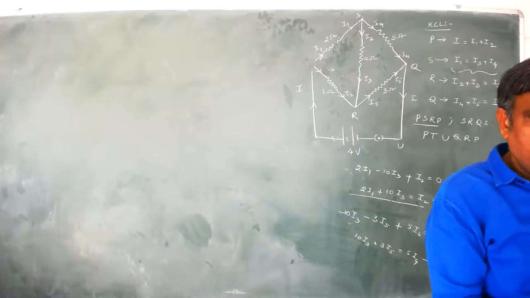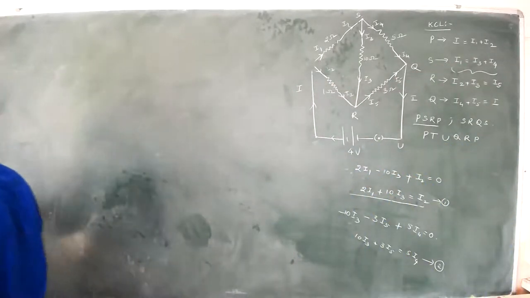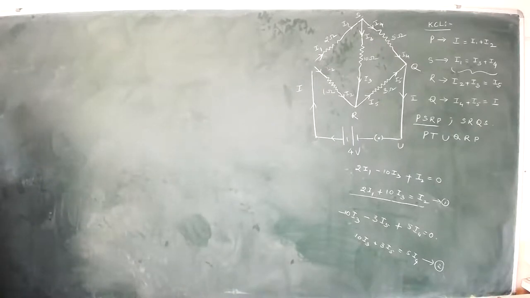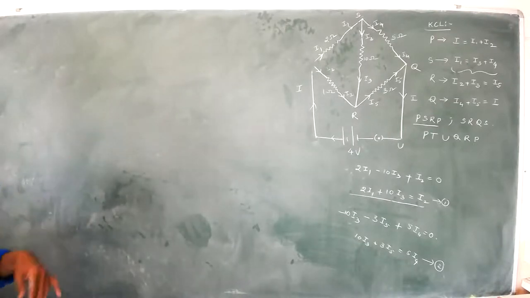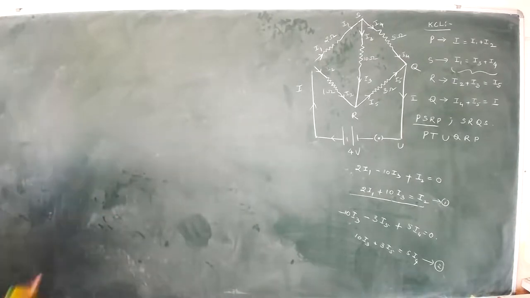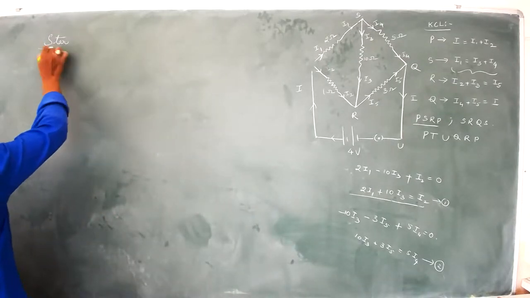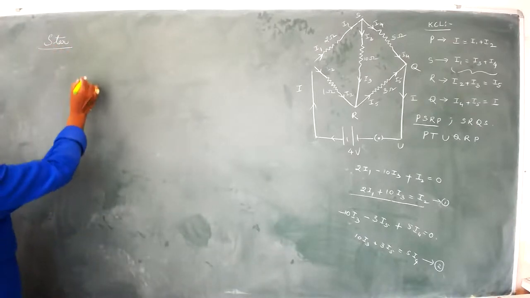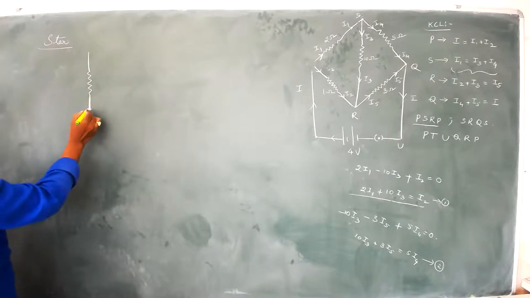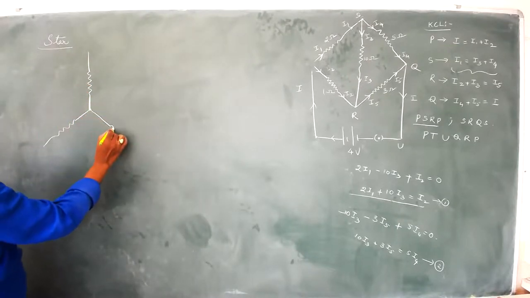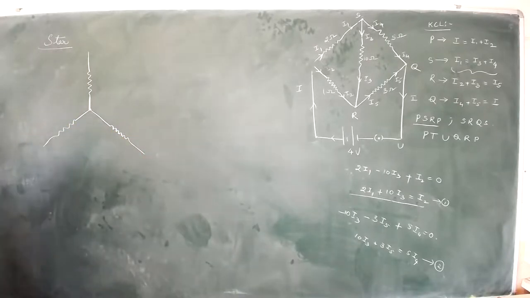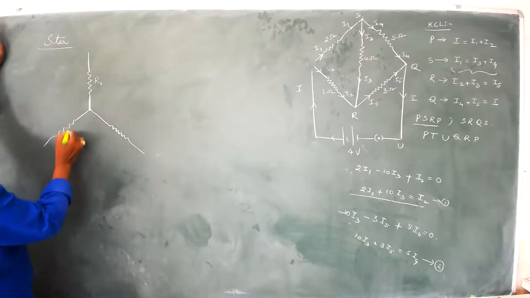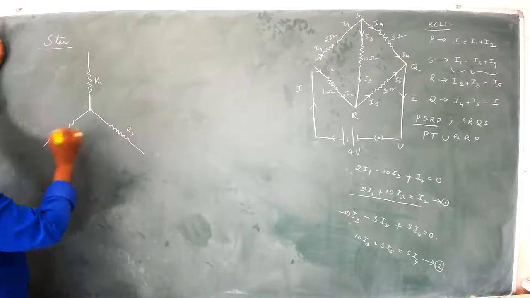Actually, whatever combinations of resistors we come across in current electricity, we have seen only series combination and parallel combination. Star combination and delta combination are also combinations. So what is the shape of a star combination? This is star. This is the resistance R1, this is the resistance R2, and this is the resistance R3.